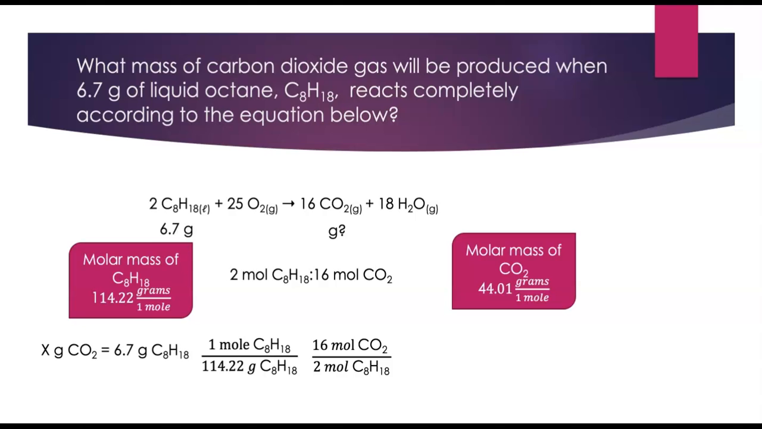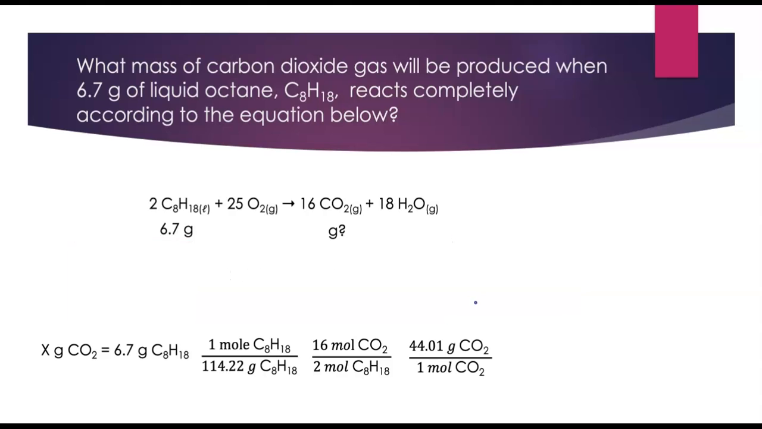And now I can multiply by the molar mass of CO2, which is about 44 grams. Set that up, 44 grams of CO2 per 1 mole of CO2. And now that I've got my dimensional analysis written out, I can confirm that the unit grams of octane cancels. The unit moles of octane cancels. The unit moles of CO2 cancels. I'm left with grams of CO2. I get out my calculator. I'm going to do all my math. I get an answer of 21 grams of CO2. I'm only allowed 2 sig figs because I had 2 sig figs in the given value of 6.7 grams.